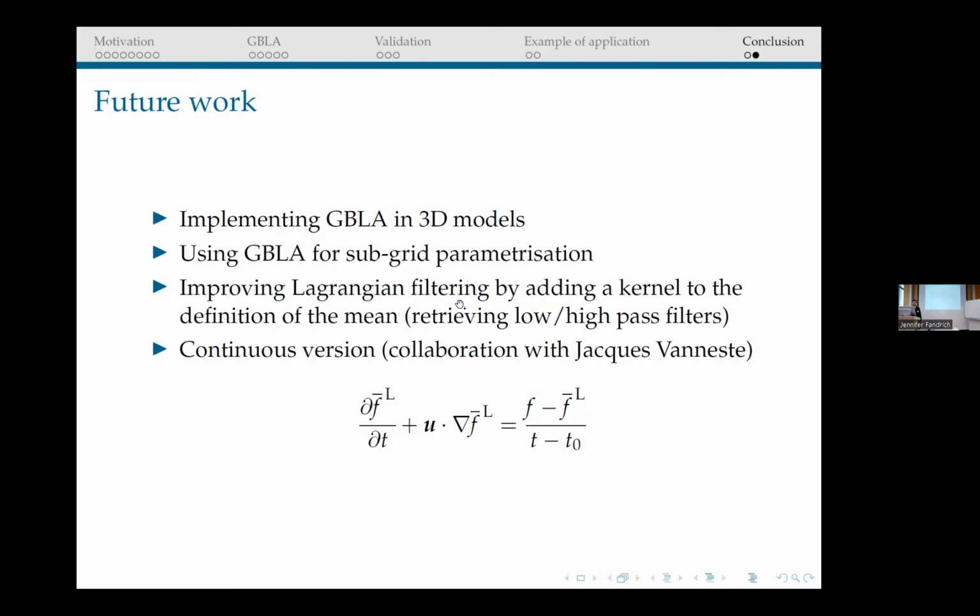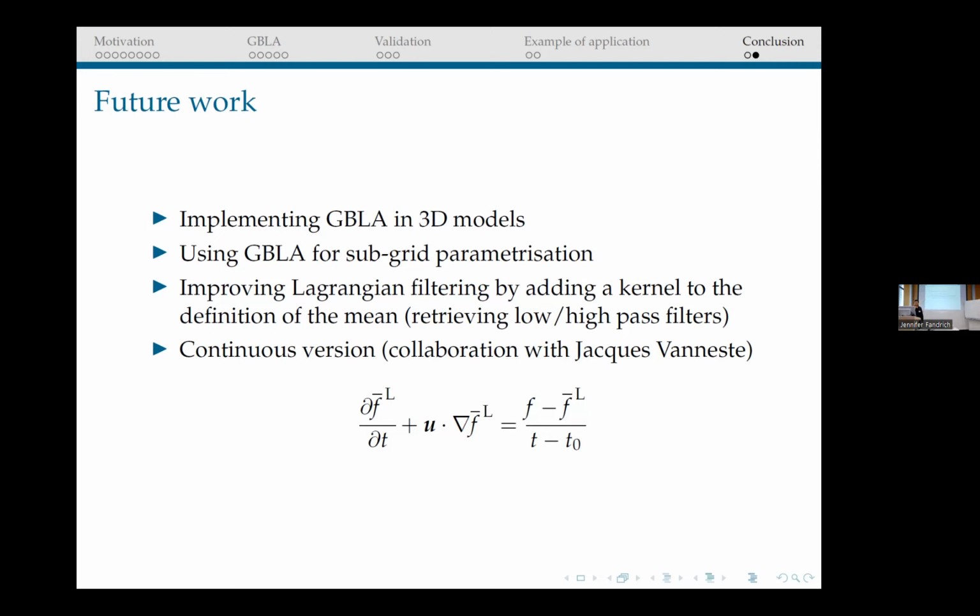We can improve the Lagrangian filtering by adding a kernel to the definition of mean. Lots of people, particularly the study that I mentioned, Shakespeare et al., don't use the very simple definition of the mean that I used here. They take the time series of a variable along the particle trajectory and do low pass, high pass filtering in Fourier space. We can do the same thing just by adding a kernel to the definition of mean.